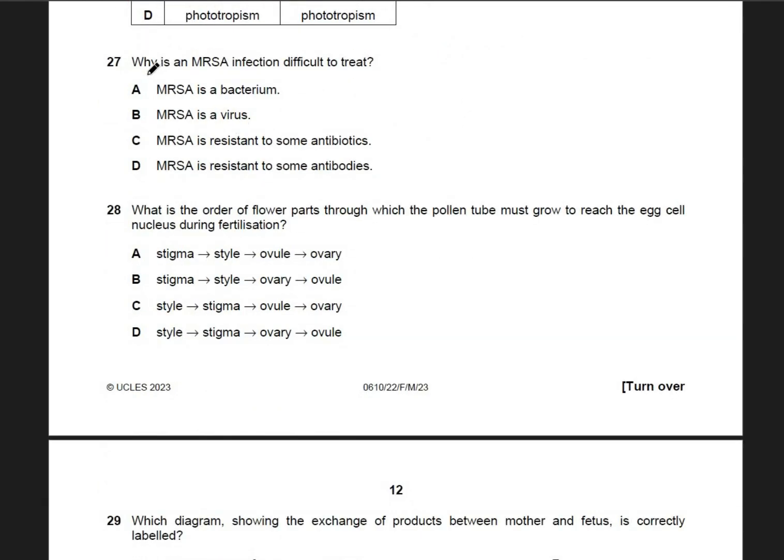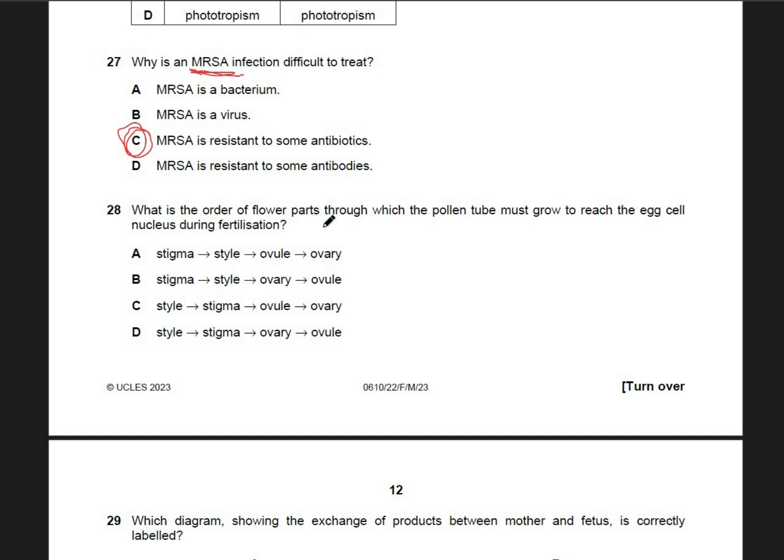Question number 27 says, why is an MRSA infection difficult to treat? Because MRSA, this is the full form, is methicillin-resistant Staph aureus. This is a type of bacteria that is resistant to some antibiotics. All right. So MRSA is resistant to some antibiotics, not antibodies. The infections which are caused by methicillin-resistant Staph aureus are known as MRSA infections. So the correct option is C.